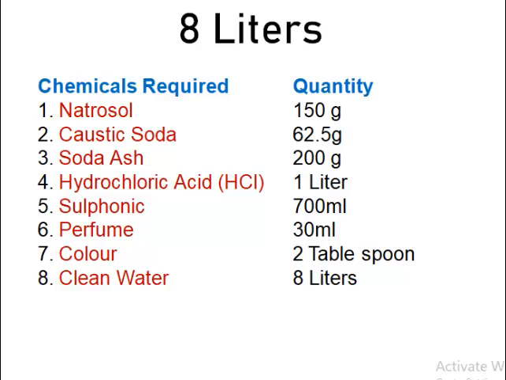So in order to make 8 liters of toilet wash, we need 150 grams of nitrous soap, 62.5 grams of caustic soda, 200 grams of soda ash, 1 liter of hydrochloric acid, 700 milliliters of sulfonic acid, perfume, that is 30 milliliters. Then we need color, 2 tablespoons, and water, 8 liters.